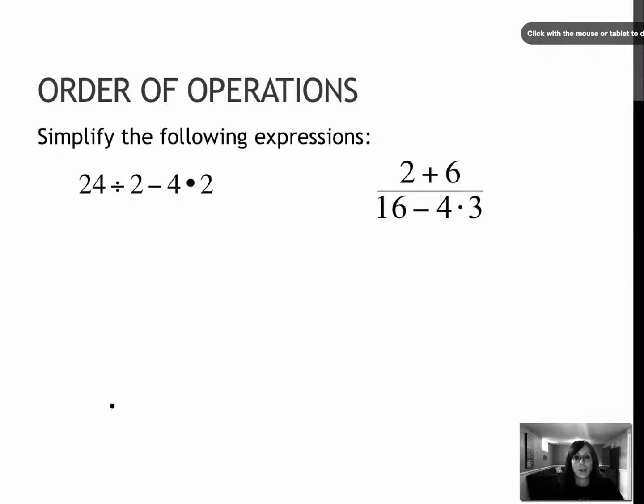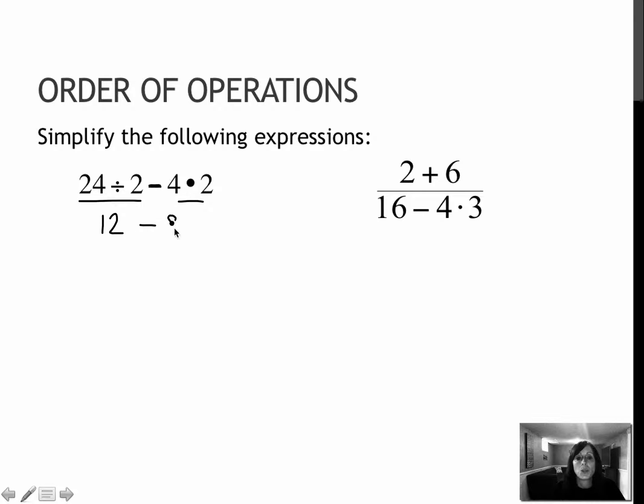So let's do a couple together. Again, the first thing is P for parentheses. There are no parentheses here, so I'm going to move on to the next one, which is exponents. There are no exponents here either. So now I'm going to go to multiplication and division. Now I see that I've got some division here and some multiplication here, and they are separated by this minus sign. Because they're separated, I can go ahead and evaluate 24 divided by 2, which is 12. And I can evaluate 4 times 2, which is 8.